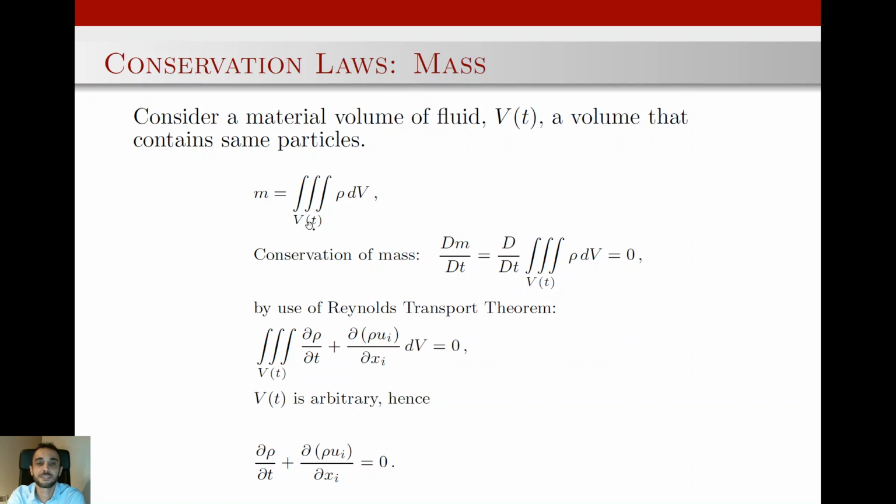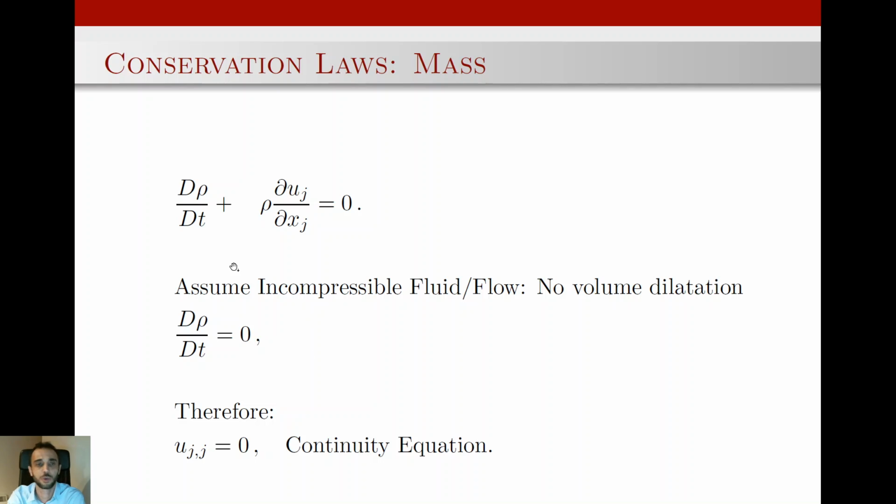Now we consider this Vt the material volume, an arbitrary volume of fluid particles, and therefore this equation should be valid whenever in time and wherever in the space. The only way that this is correct is that the integrand is equal to 0 at all time and for all fluid particles. That is, this equation will be valid for mass to be conserved. We can rearrange this equation and write it in this form, and this is the expression for conservation of mass.